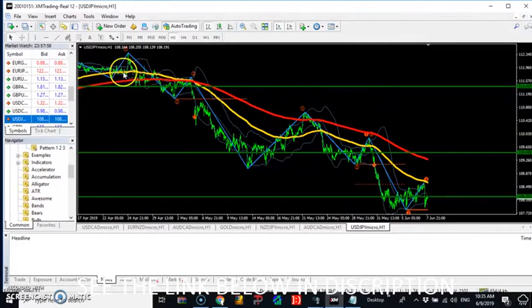What is giving you this is that the moving averages are going down, especially the red exponential 500. I'm touching it. See, 500 exponential.